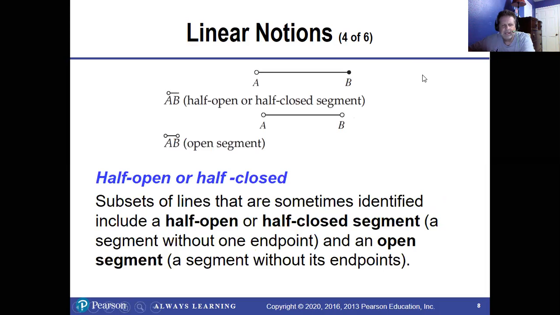All right, half open and half closed. All that means is AB is a segment, and of the endpoints, one of them is open and one of them is closed. Notice here A is open, B is closed. Here A and B are both open. This is an open segment. The top one, AB, with one open circle, is a half open or half closed segment. It just means that endpoint isn't actually part of the line.